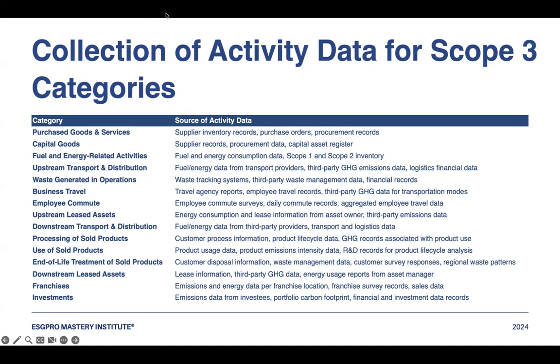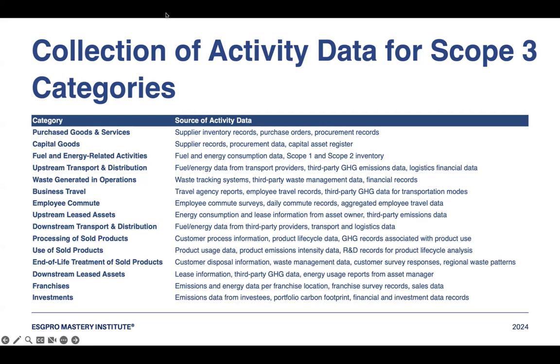Then you have upstream transport and distribution. Here again, you rely on fuel energy data from transport providers. You can also take third-party GHG emission data if they provide you GHG emissions. And then logistics financial data can also help you to calculate that.